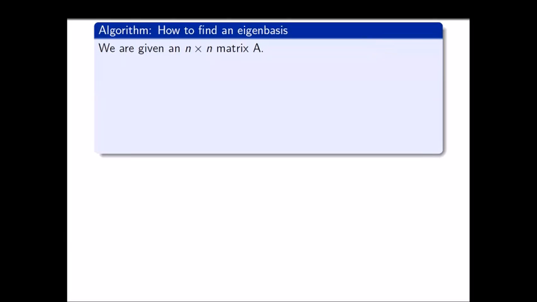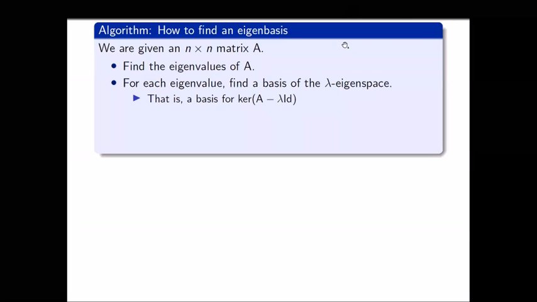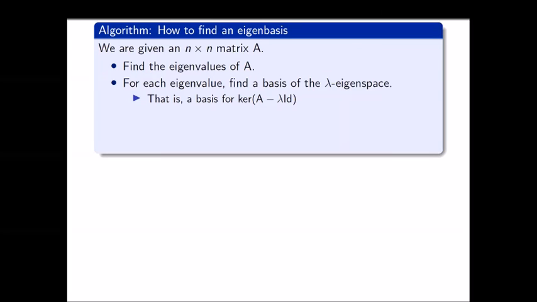Let's say we're given an n by n matrix A. The first thing we do is find all the eigenvalues of A. To do that, we compute its characteristic polynomial and then find all the roots. Then for each eigenvalue lambda, we find a basis of the lambda eigenspace. That is, we find a basis for the kernel of the matrix A minus lambda I.